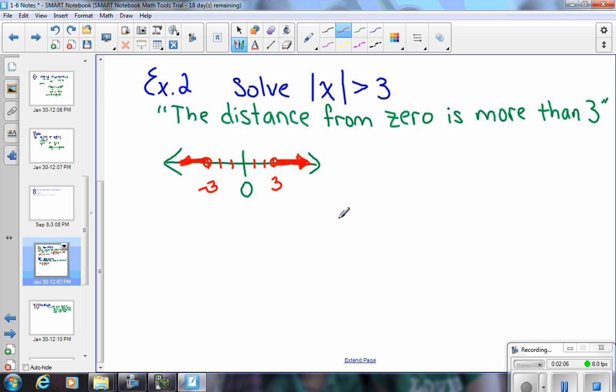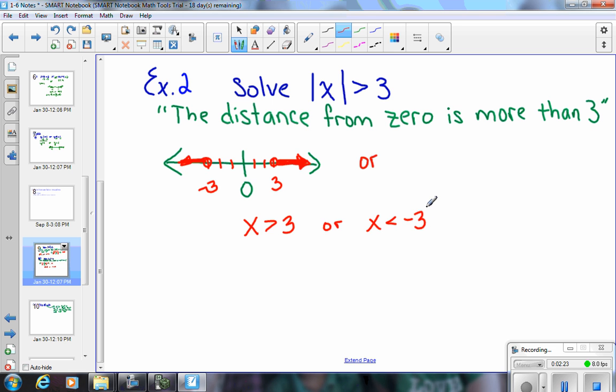Does that look like an and or an or? Well, hopefully you thought or. So I could change this statement to x is greater than 3 or x is less than negative 3.